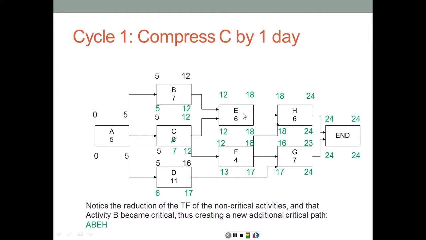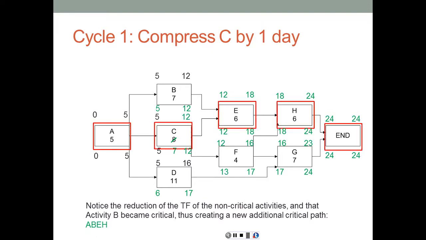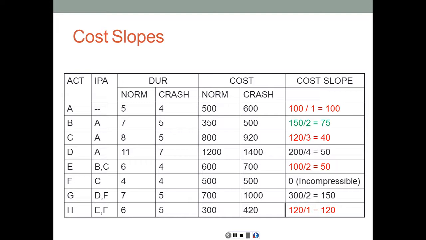We can look at activity B and C together. We can look at activity E. We can look at activity H. Or we can look at activity A, whichever is going to be cheaper to compress. So now let's look at the numbers again. B by itself, $75. C, $40. So if you want to compress B and C together, then it's going to cost $115. E costs $50, which is cheaper. H costs $120, which is more expensive. A costs $100, which is cheaper than B and C combined.